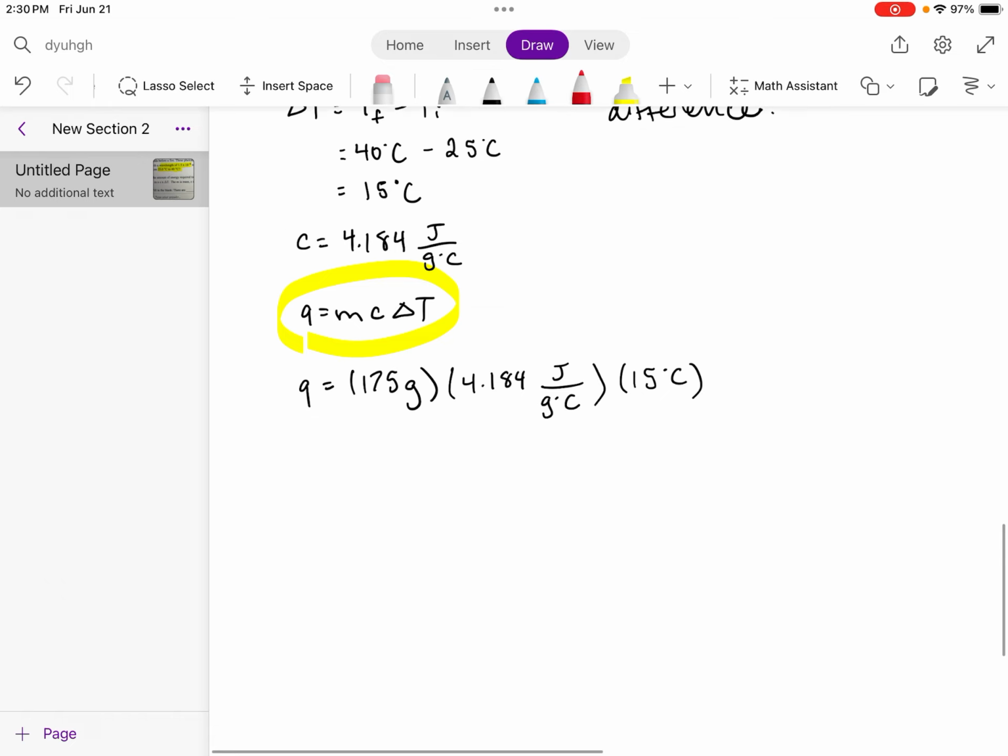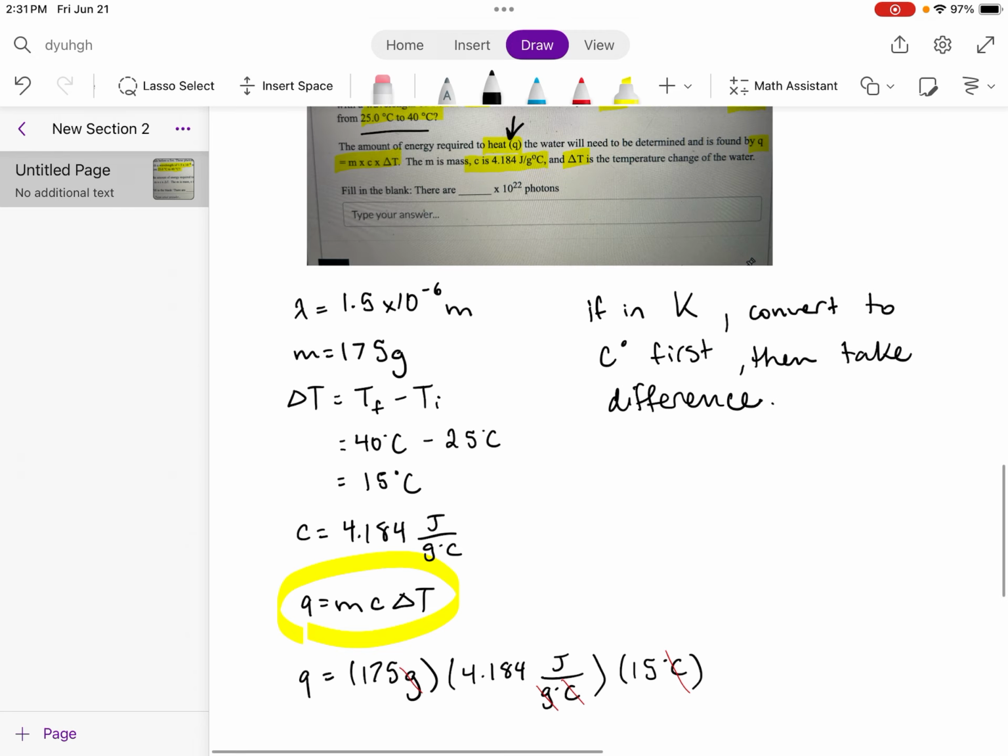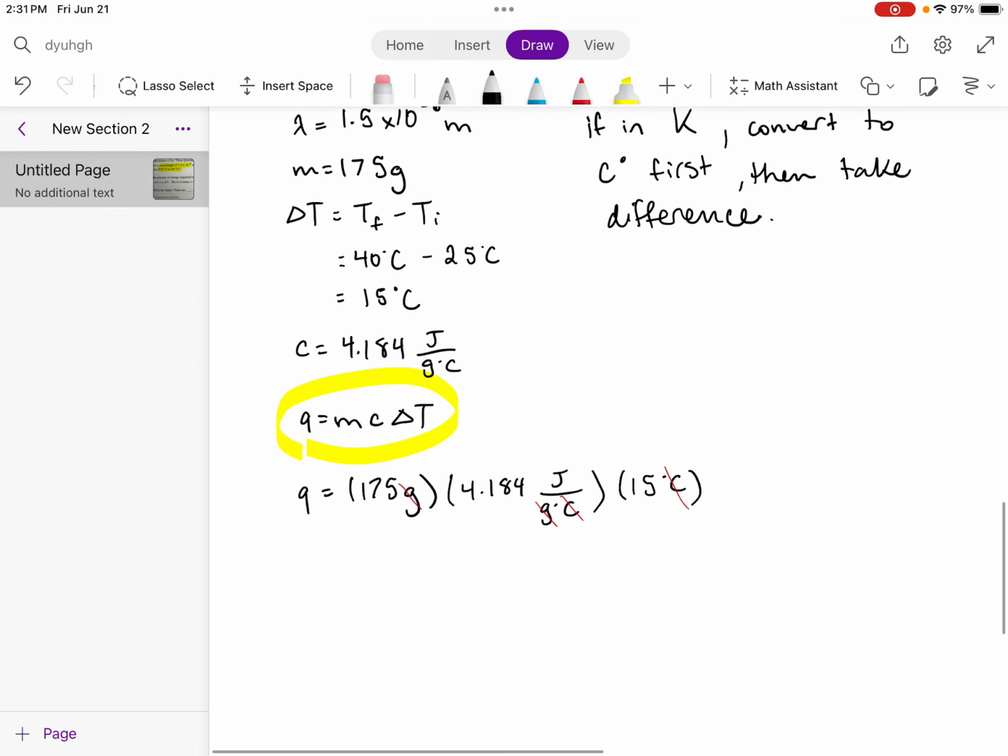Perfect. Now, like I said, it's important to look at units. It helps you make sure you're doing the right math. So let's cancel out grams and grams, because this is on the denominator. Celsius on the bottom, Celsius on the top. Which is good. We're left in joules, which makes sense because the question said Q is heat. Heat is energy, and joules is a unit of energy, which is nice to see. So yeah, let's put this in our calculator.